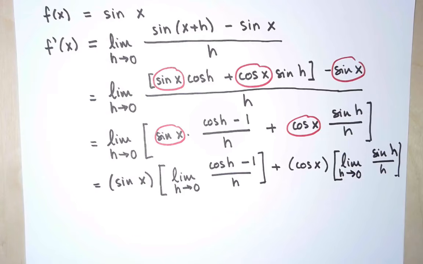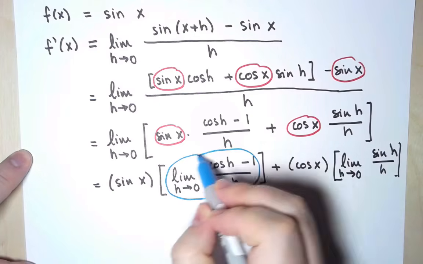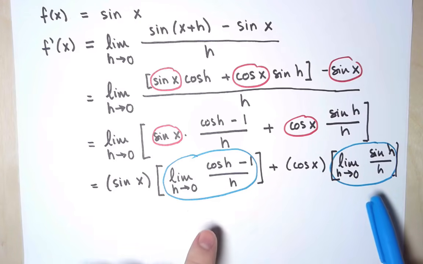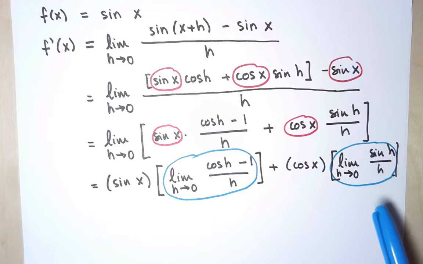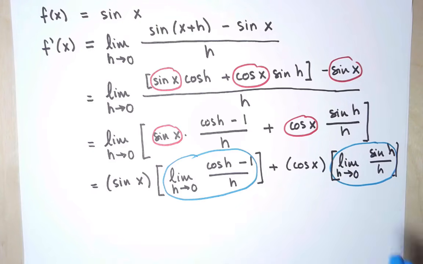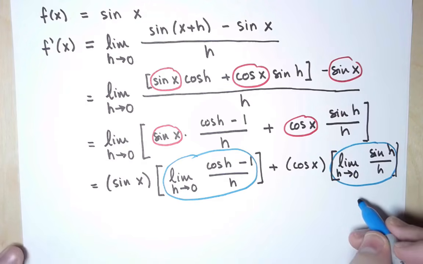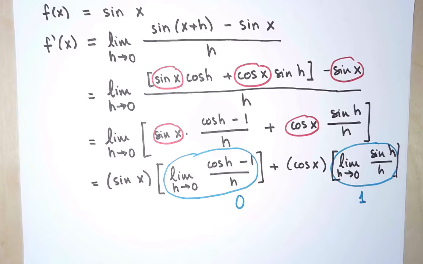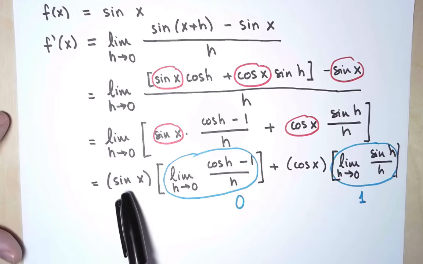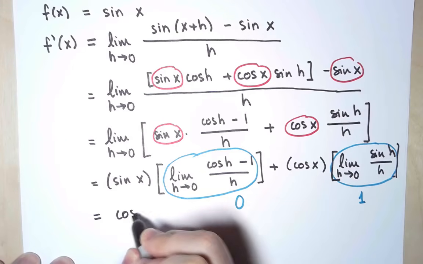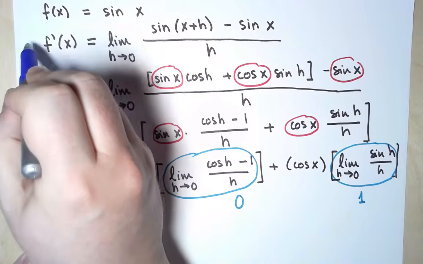Of course, I can only do this if I know that this limit exists and that this limit exists. But I got lucky, because these 2 limits are limits I already know. In an earlier video, which I will link in the description, I already computed these 2 limits, and I computed them from scratch, using only geometry and trigonometry, nothing more. And I learned that this limit here is 1, and this limit here is 0. So, the derivative is going to be sine of x times 0 plus cosine of x times 1. Or in other words, simply cosine of x, which is what I wanted to show.